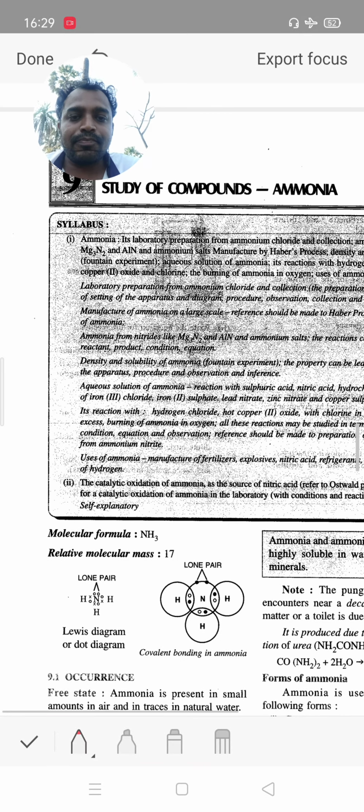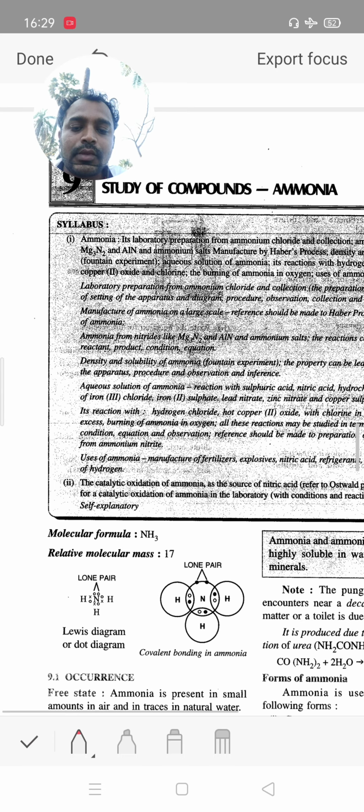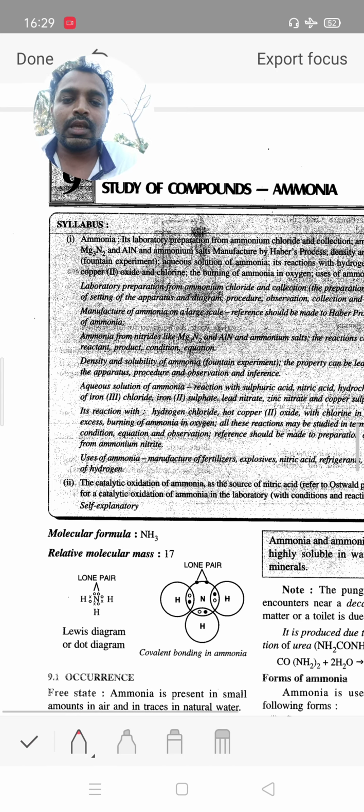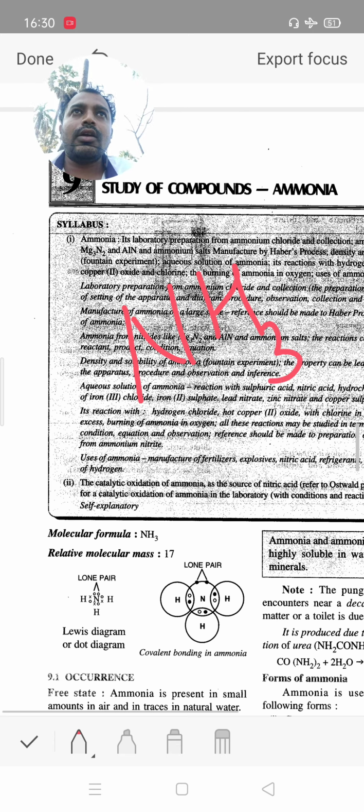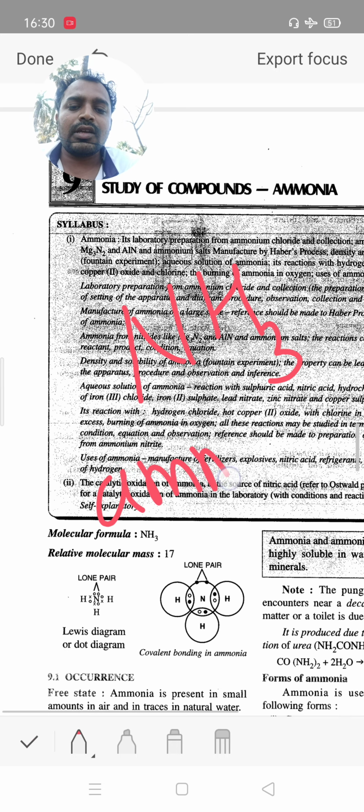Hello students, now study of compounds of ammonia. Ammonia means NH3. In ammonia, one nitrogen and three hydrogen are present. Now, structure of ammonia.